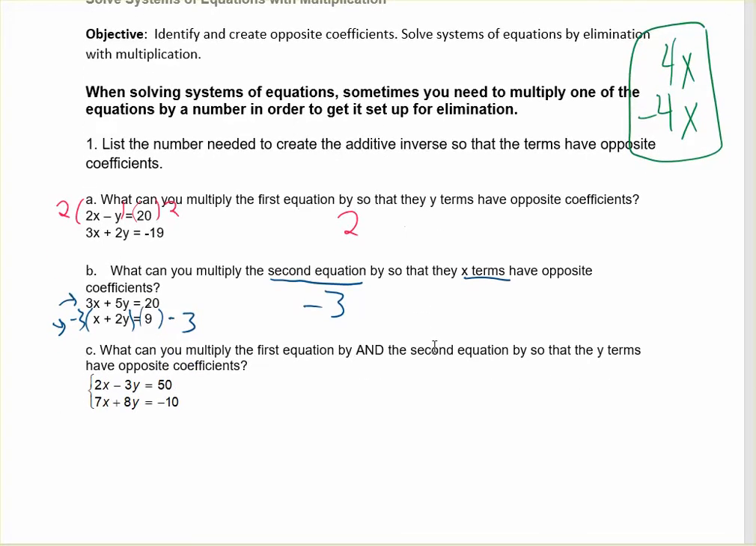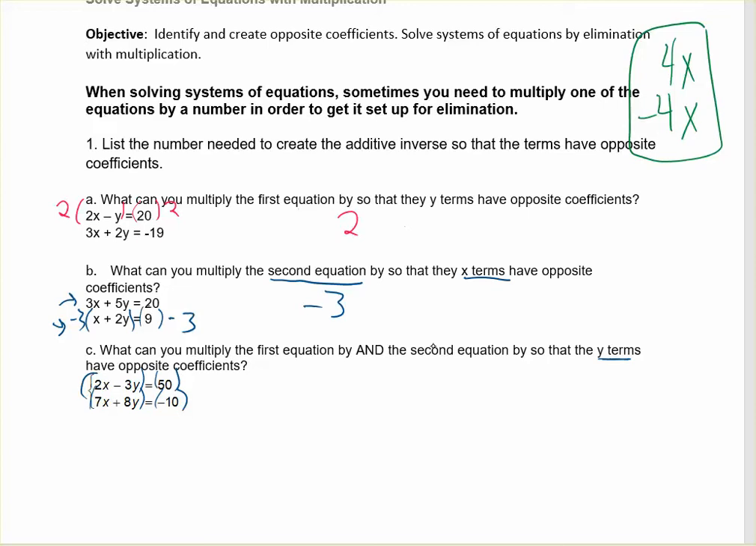Now C is a little bit trickier because if you look at it, look at the x. 2x and 7x. There's nothing I can multiply one of them by so that it will equal the other one. And they want us to look at the y terms. The y terms, one's positive and one's negative, but one's 3 and one's 8. So there's, again, no number that I could multiply just one equation by. But like I started to do in 1a, we could multiply the top equation by one number and the bottom equation by a different number so that we could get the same but opposite coefficient for the y terms.